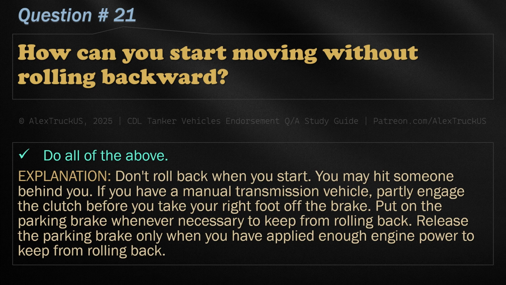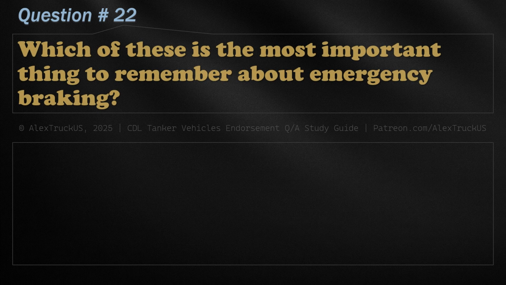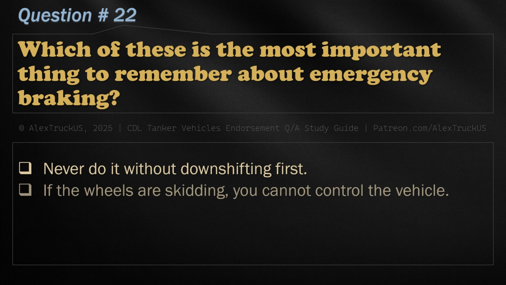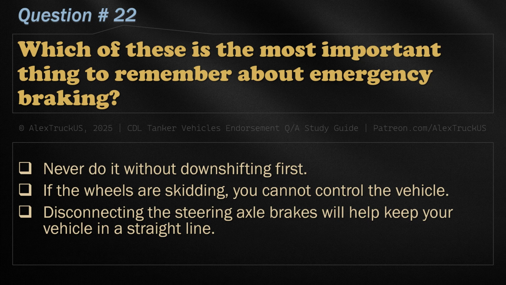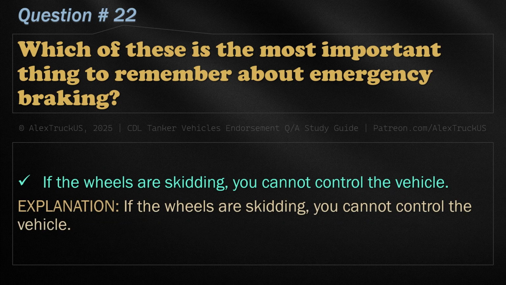Question 22. Which of these is the most important thing to remember about emergency braking? Never do it without downshifting first. If the wheels are skidding, you cannot control the vehicle. Disconnecting the steering axle brakes will help keep your vehicle in a straight line. Correct answer is: if the wheels are skidding, you cannot control the vehicle.